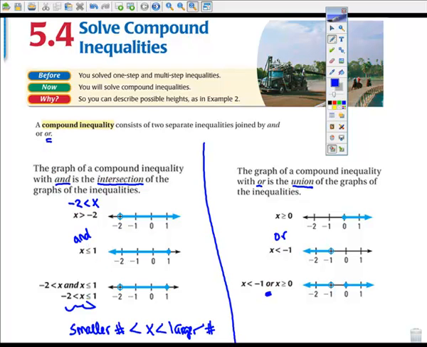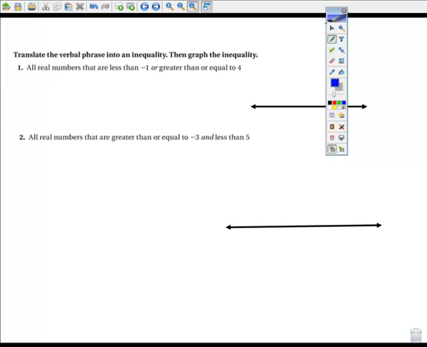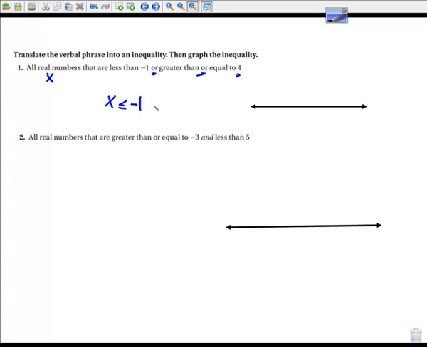So let's go ahead and take a look at a couple of these. Here they want us to translate the verbal phrase into an inequality, then graph it. All real numbers, I'm just going to use the variable x to denote all real numbers here, because the real number symbol is not a variable. They're less than -1 or greater than or equal to 4. So it's an or, so they're going to be shaded away from each other. So I have x is less than or equal to -1 or x is greater than or equal to 4.